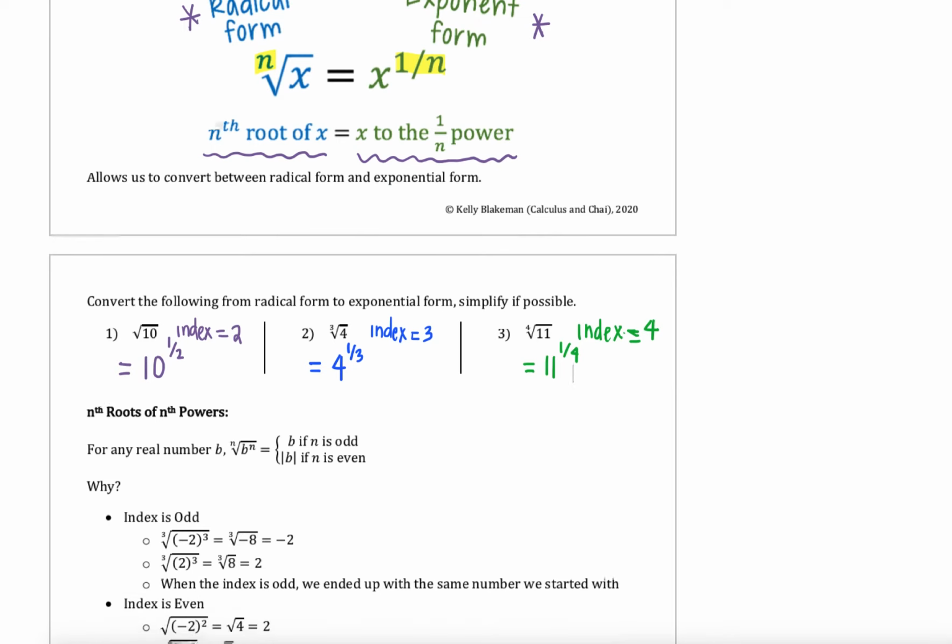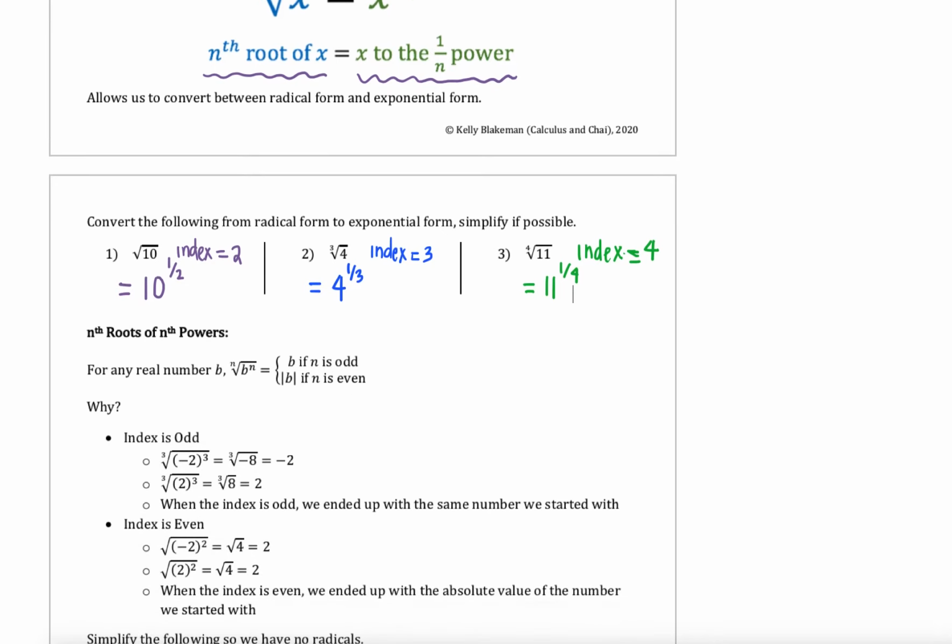So let's look at how some of this will actually get simplified down, and we'll start seeing some examples. So if we take an nth root of an nth power, something special happens where the index and the power cancel out. And we've seen this happen before. We've seen it with a square root and a square. Those two cancel each other out.